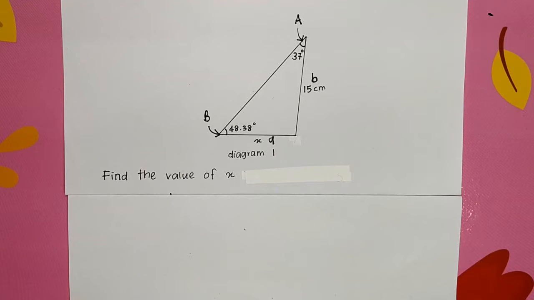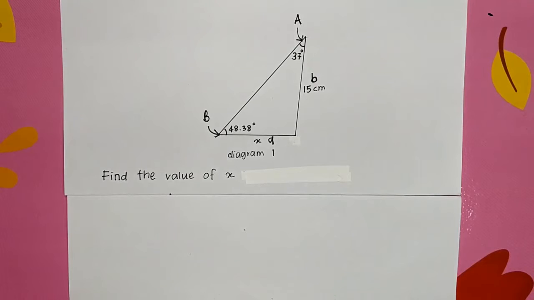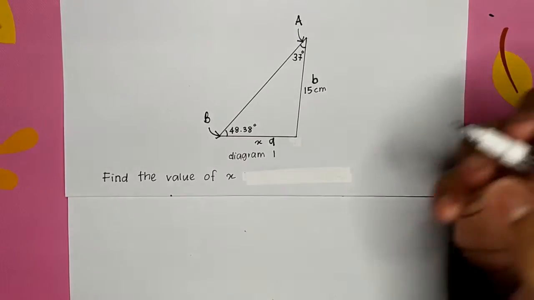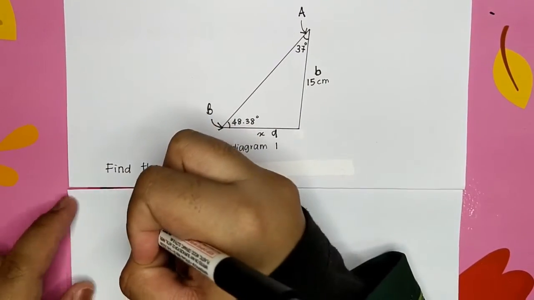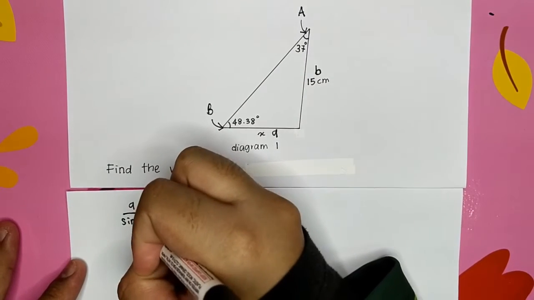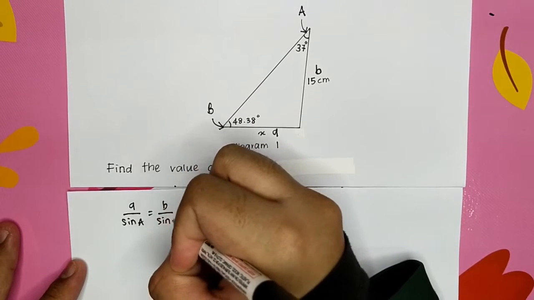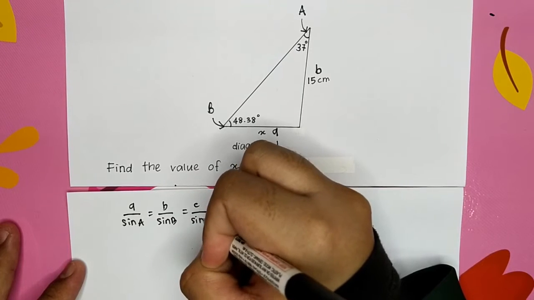The question asks us to find the value of x. The value of x is here. So what is the first thing that we need to do? The first thing that we need to do is write the formula. So what is the formula? The formula is a over sine A equal to b over sine B equal to c over sine C.